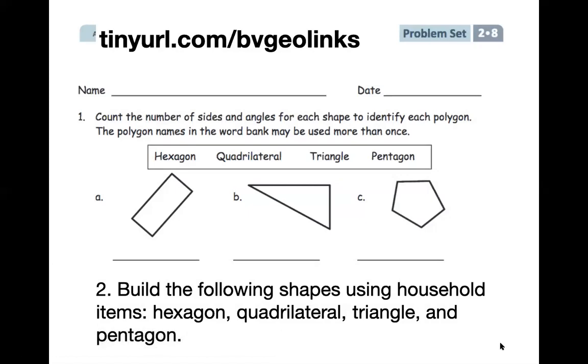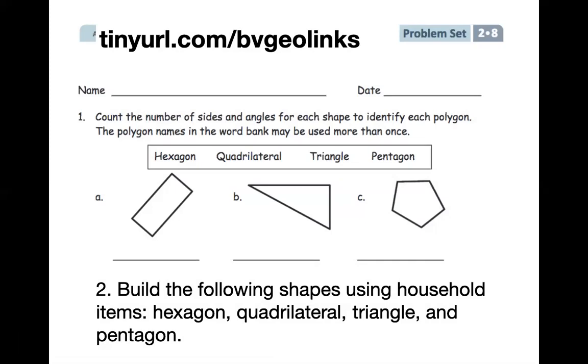Okay, boys and girls, now this is the problem set, which is your homework. So what you're going to do on this sheet is you're going to count the number of sides and angles for each shape to identify each polygon. Now remember, all of these shapes are polygons, but they all have different names, different sides, and different angles. Okay, the polygons' names in the word bank may be used one for each shape.